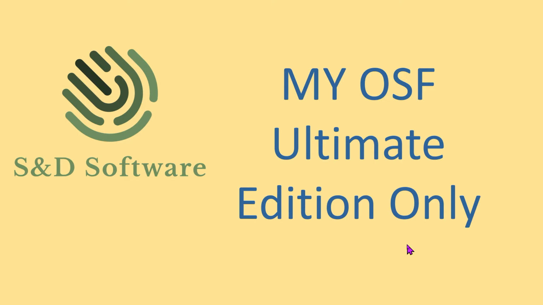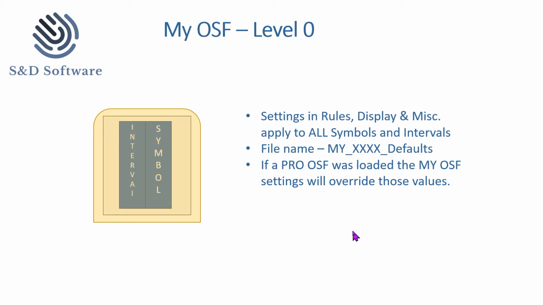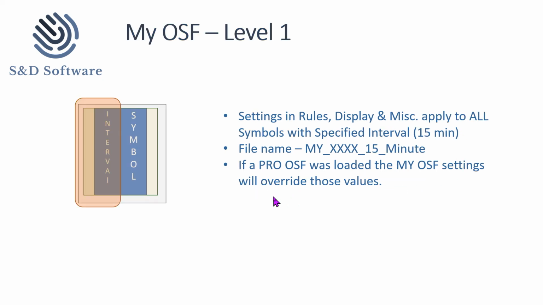Now let's talk about the My OSF files. This is available in the Ultimate Edition only. The My OSF Level 0 is similar to the 0 level in the Pro. It applies to all symbols and intervals, and the file structure will be My underscore, the file type, underscore defaults. Note, if a Pro OSF file was loaded, the My OSF values will override values if you have one for the same setting.